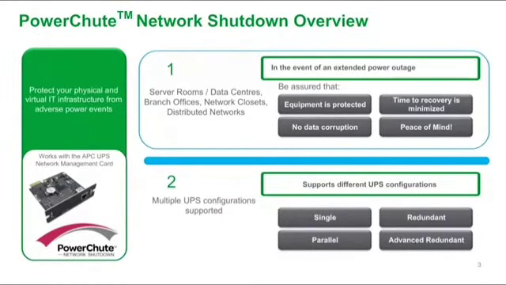PowerChute Network Shutdown works in conjunction with the APC UPS Network Management Card to protect your physical and virtual IT infrastructure from adverse power events. The software is widely deployed in server rooms, data centers, branch offices, network closets, and distributed networks to protect IT equipment during a power outage, minimizing time to recovery. Single, redundant, parallel, and advanced redundant UPS configurations are supported.